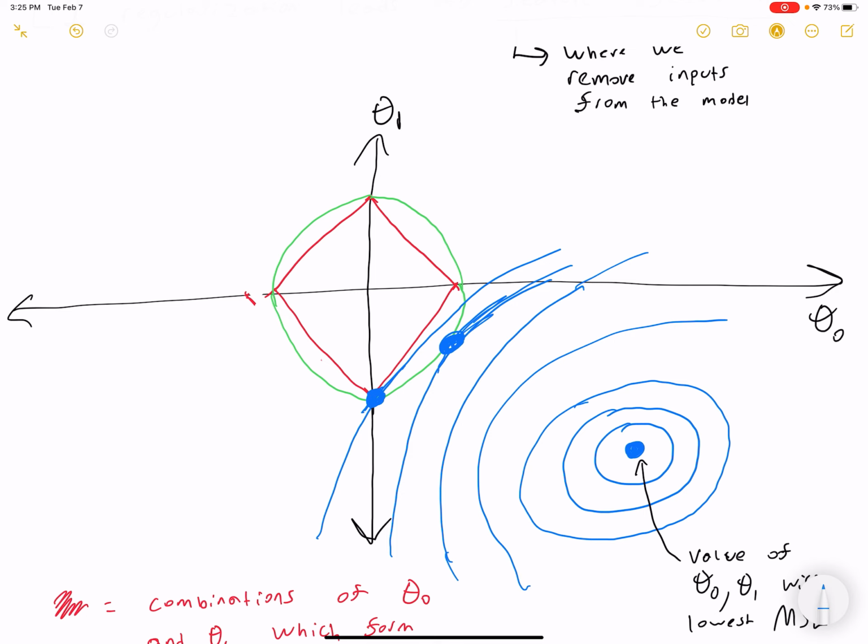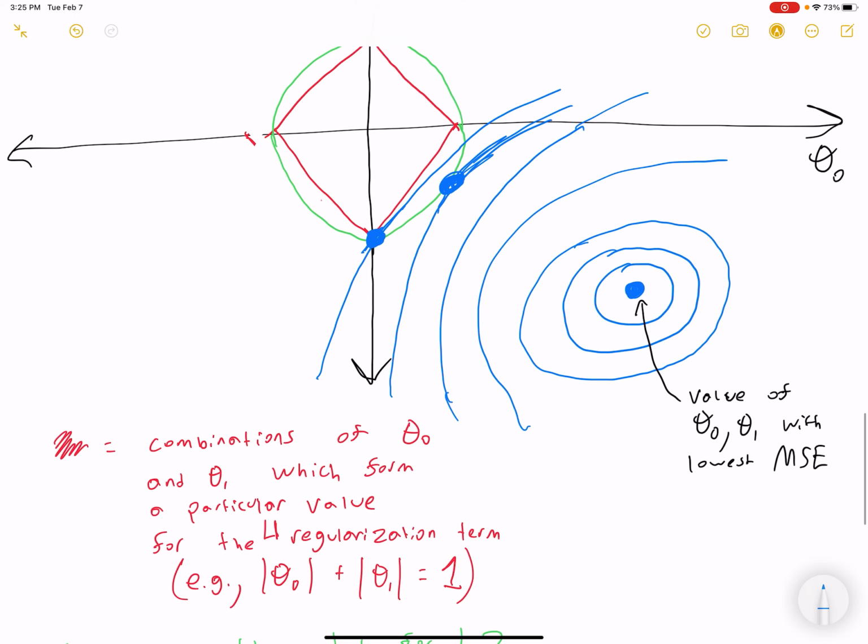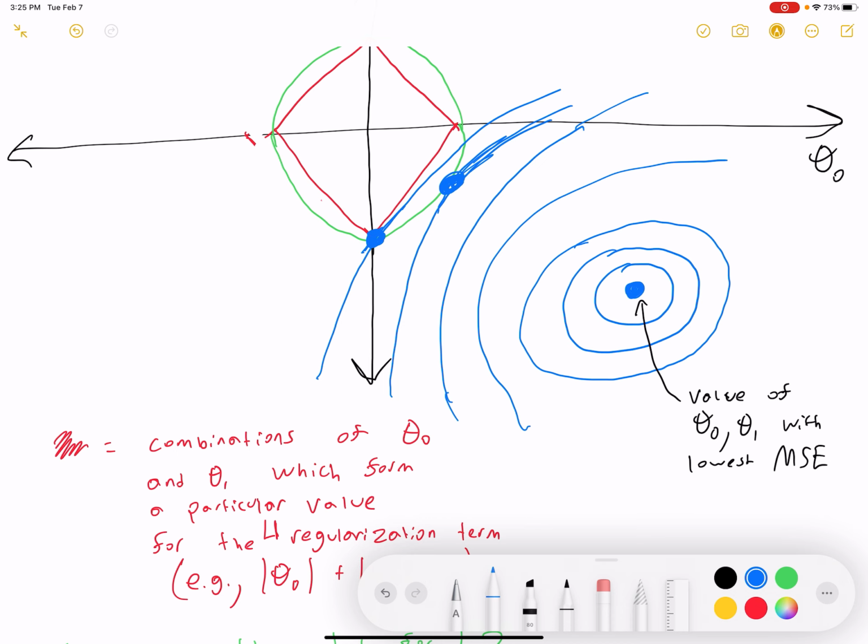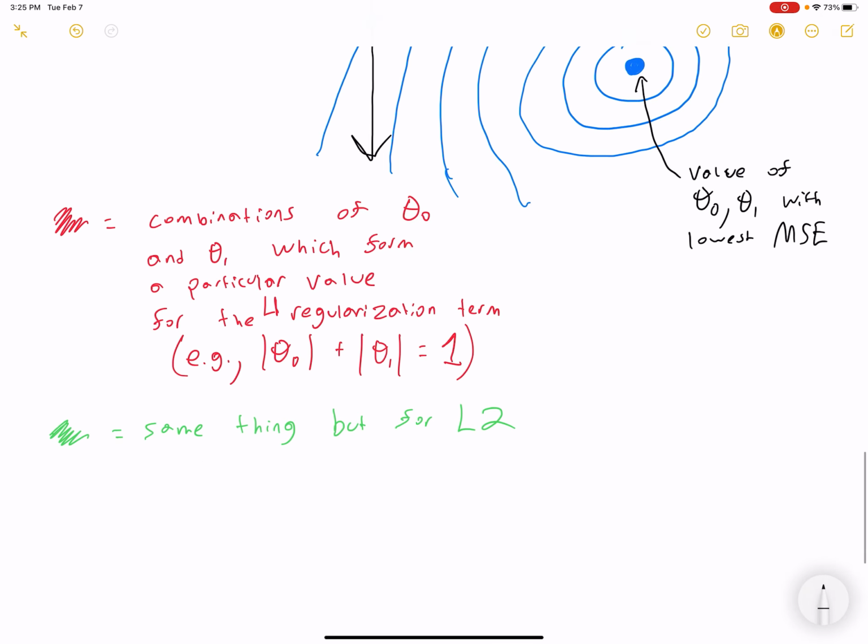Can you say again how L1 and L2 impact feature selection? So L1 tends to lead to feature selection, and L2, which we haven't covered, tends to.